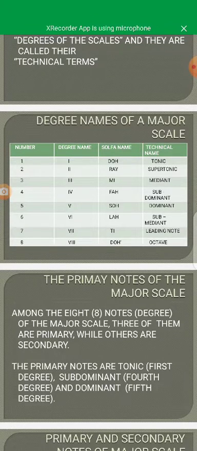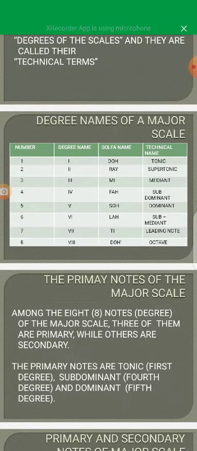And the solfa name is Fa, while the technical name is subdominant. The fifth note, the degree name is represented with V, which means 5 in Roman figures.